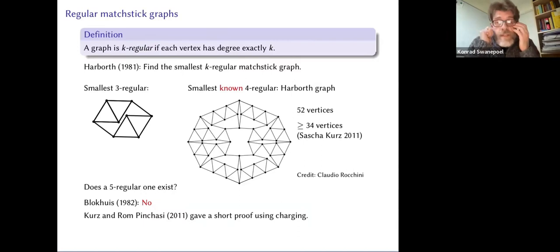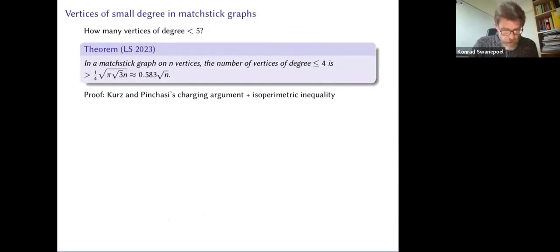Nevertheless, what does this result say? It says that given a matchstick graph, there exists a vertex of degree not equal to 5. That's equivalent to the fact that they don't exist, but stated in that way, it sounds very pessimistic. So how many vertices can you get of which the degree is not equal to 5? This is one thing that Jérémy and I looked at. Basically, by taking Kurtz and Pinchasi's argument and adding the isoperimetric inequality, you can show that the number of vertices of degree less or equal to 4 in a matchstick graph is at least some constant times square root n.